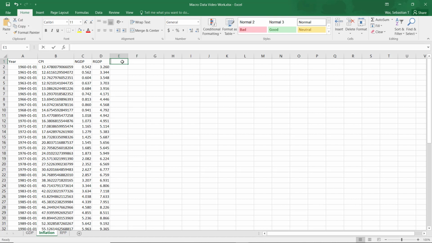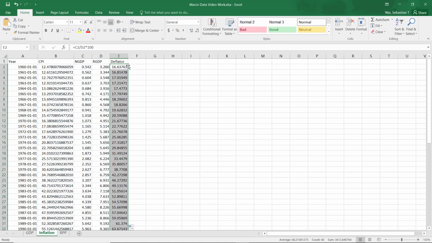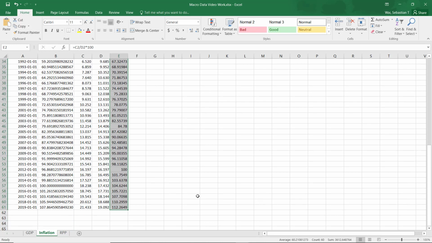For comparison, let's calculate the GDP deflator for each year. To do that, we take our nominal GDP, divide it by our real GDP, and multiply that by 100. And let's copy that all the way down. As you can see here, we have a base year of 2012 for the real GDP. That's not the same year as with the CPI, but that's not a problem. We're only using the CPIs to compare with other CPIs, and we're using the deflators to compare with other deflators. So it doesn't matter if we have a different base year.